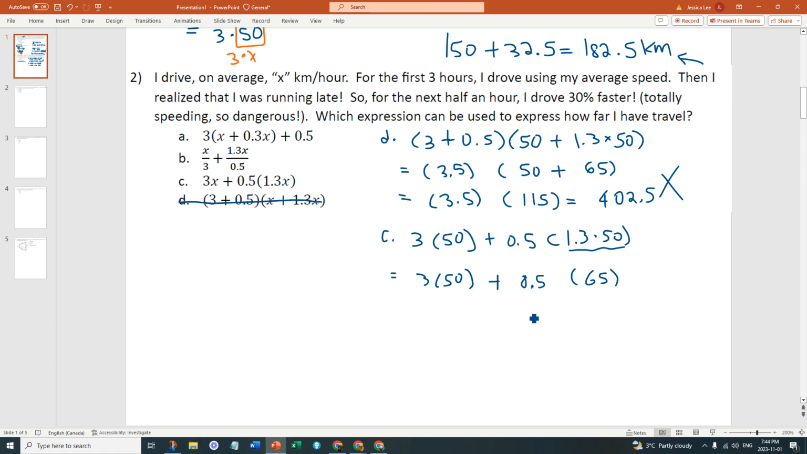I'm just writing everything else that I have not done back down. Now that there's nothing to do inside the bracket, I will do multiplication next. I have 3 times 50 on the left, that will give me 150. I'll do the plus later. I'll do the next multiplication, which is 0.5 times 65. That's 32.5. And finally, I'll do the addition, 150 plus 32.5. It gave me 182.5, which is exactly my answer. So this is how I know option C is the correct answer.